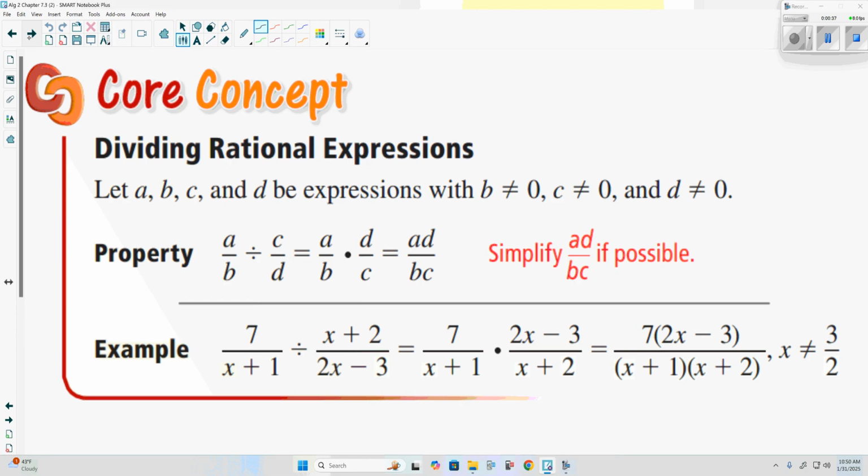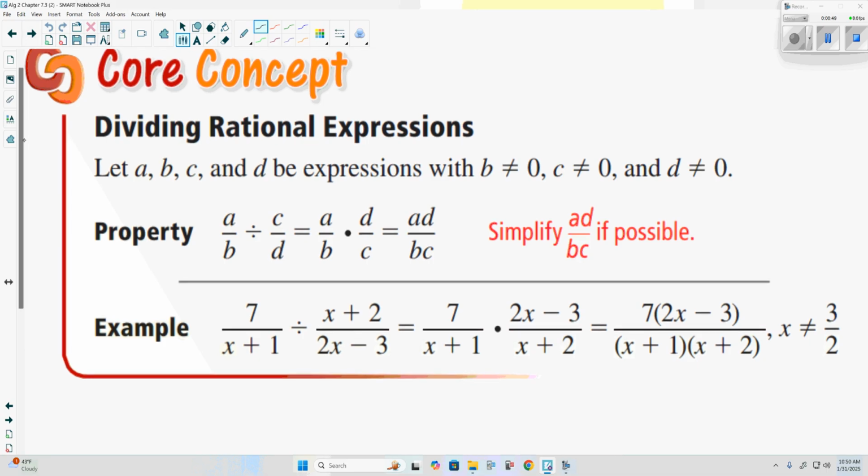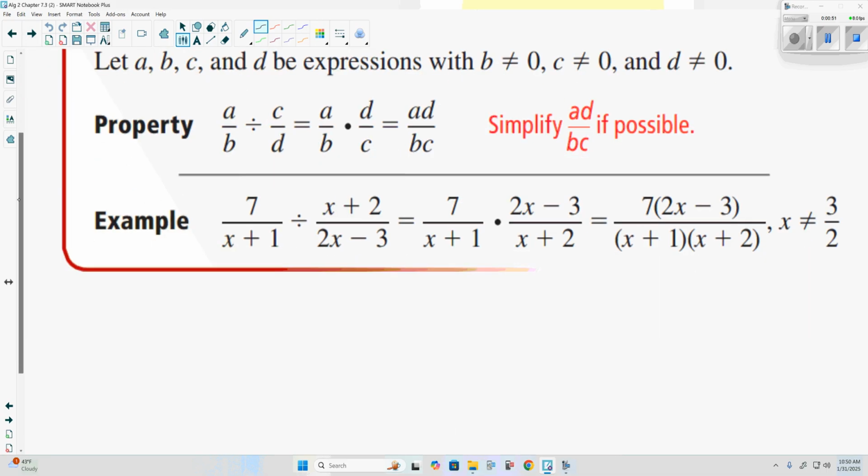And as we go through this, hopefully you'll see that there is a strong connection between dividing two rational expressions and multiplying two rational expressions. Because when we divide two rational expressions, we're going to factor and then change it from division to multiplication and flip the second. Keep, change, flip.